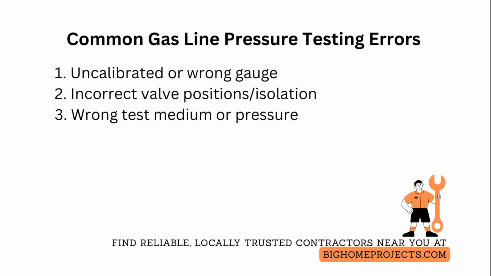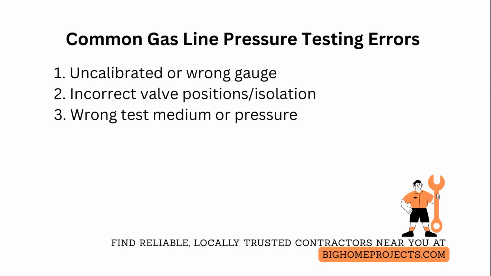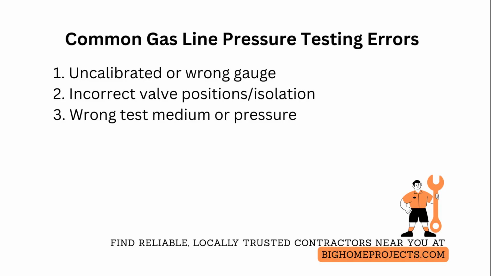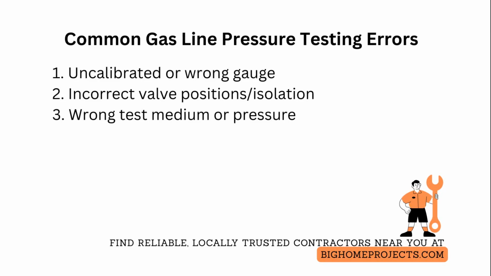One of the third mistakes is using an inappropriate test medium or exceeding maximum test pressure for the piping material, risking damage or dangerous conditions. Always cross-check the code table for permitted media and maximum pressures for the specific pipe material and confine tests to the specified duration.